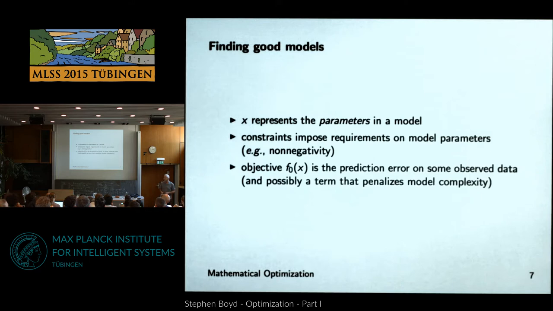And the objective is going to be two things. Again, I'll go quickly because this is something everyone here would be familiar with. One term is going to be something like a prediction error on some observed data. That's a loss on some data that you've seen. And there's going to be a second term that's going to penalize model complexity and allows you to generalize, right? So we'll talk about all these things later, but in any case, you know about all these things.